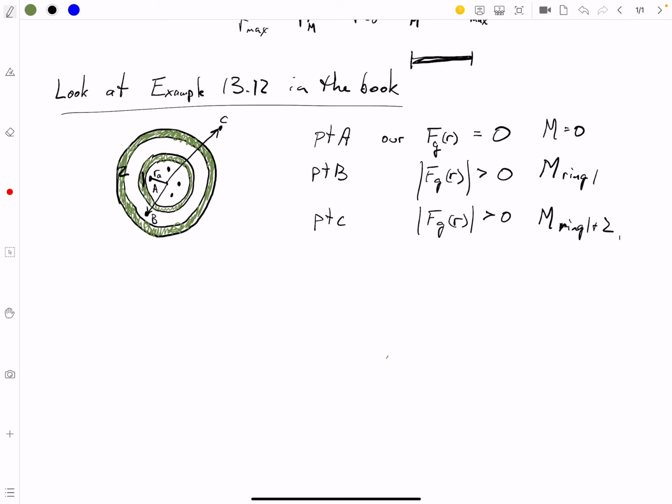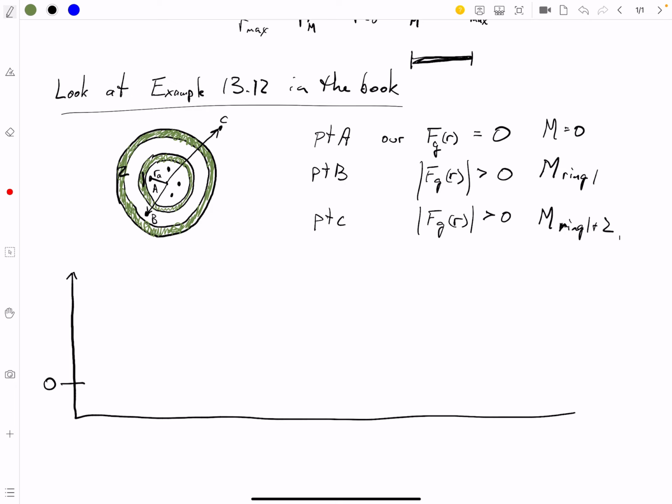This is a Gauss's law thing. I don't know if you guys are going to appreciate that next semester, what I just said, but it's a Gauss's law thing. But let's do something more interesting. Instead of talking about zeros and stuff, let's actually look at this in a force way.